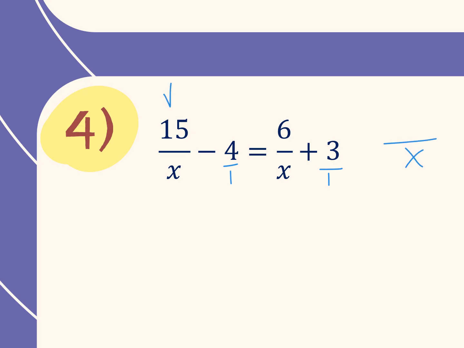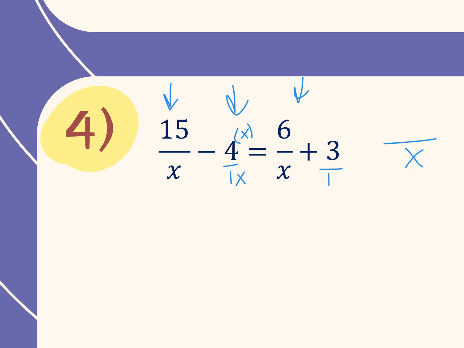So look at your first fraction. What does it already have in the denominator? An x? All right, so go ahead and leave it. Look at your second fraction. What would you have to multiply the denominator by to make it x? X. What you do to the bottom, you do where? To the top. Good.